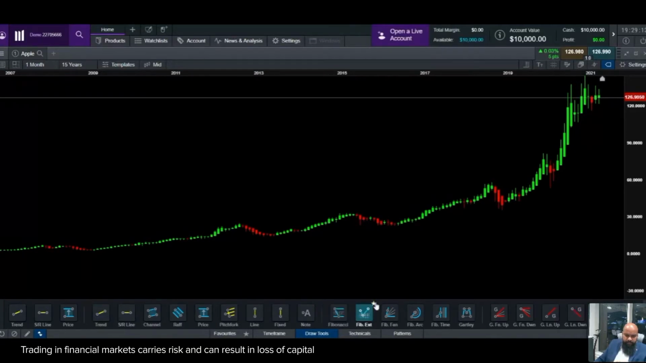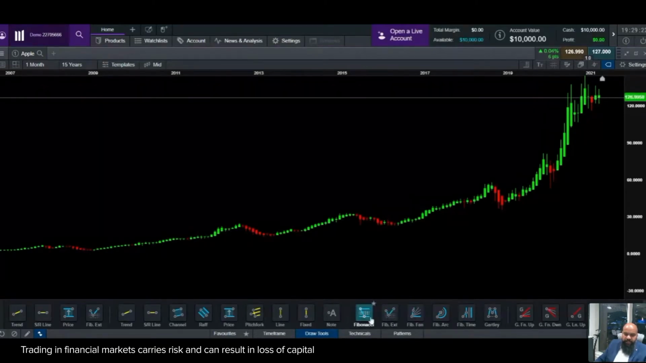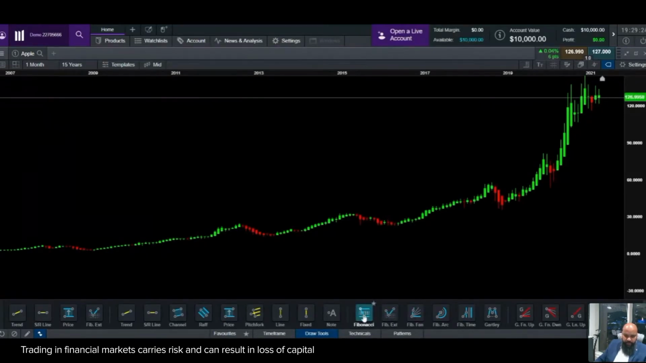You have to make it your favorite, or I think once you make it a star, it goes right at the beginning, so you should get it. But otherwise, there is a lot of Fibonacci's. You're going to be clicking on the first one, Fibonacci itself.